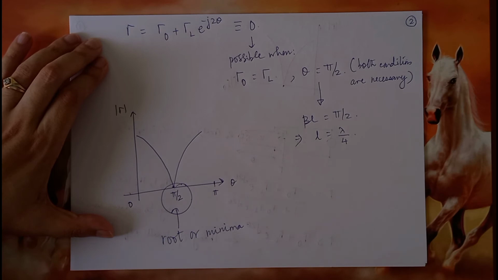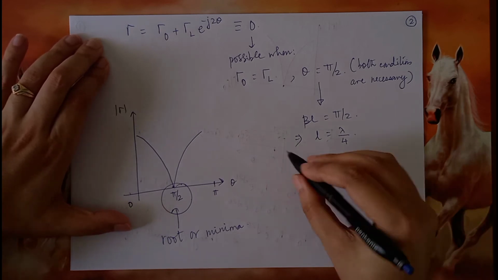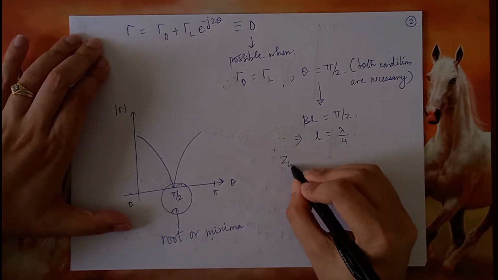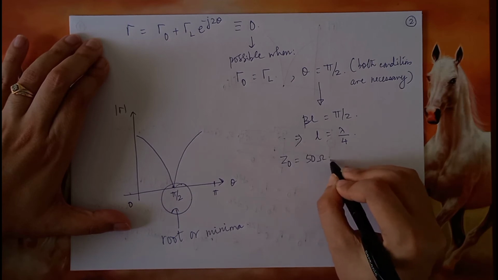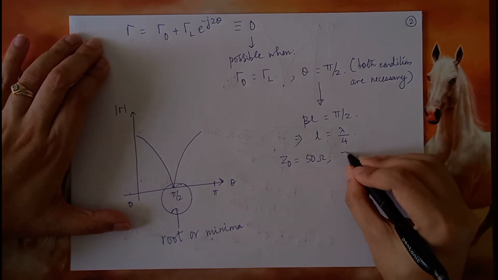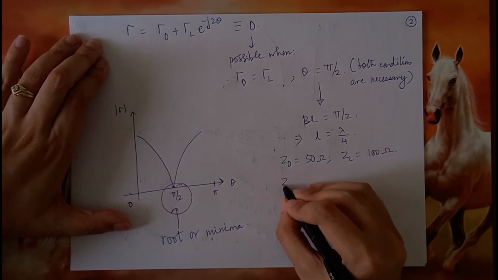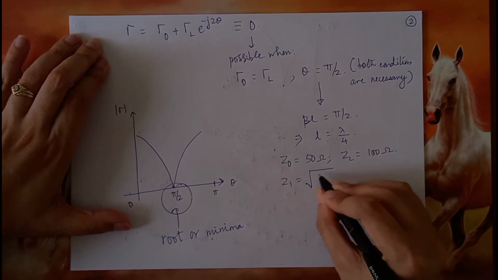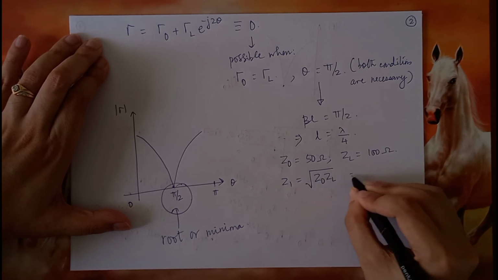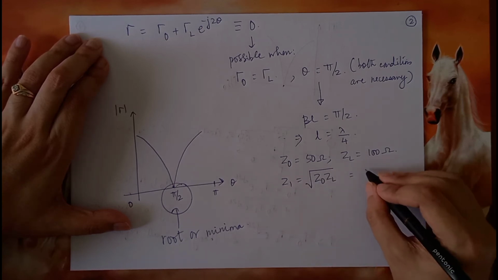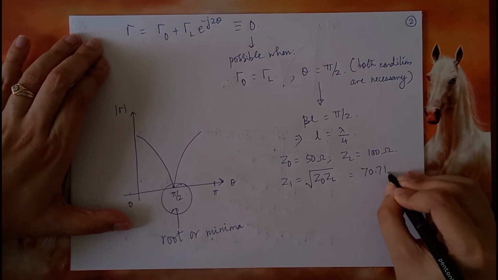If you are not convinced, you can take a very small example. Let us say we want to match a line of impedance 50 ohms and we wish to have a load impedance 100 ohms. So the matching transformer needs to have the impedance which is the geometric mean of the two, that is root of 5000, which is roughly about 70.71 ohms.